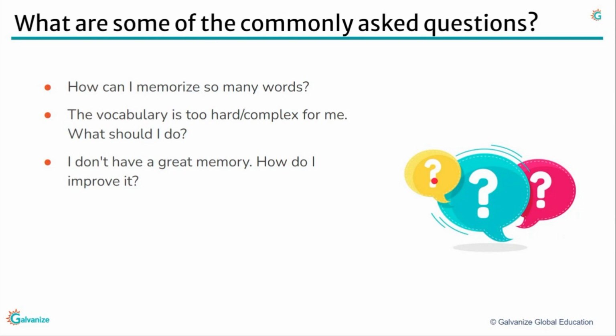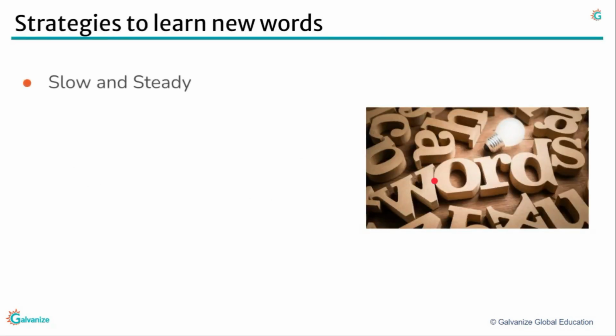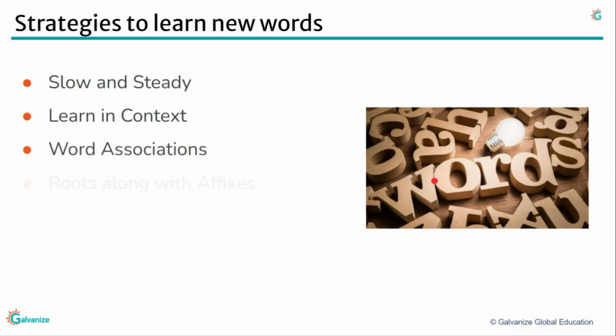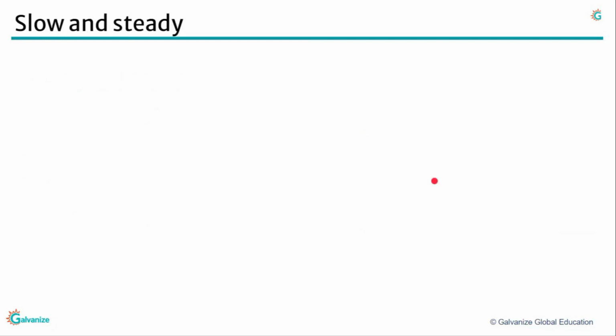It's better to focus on a smaller range of words rather than mugging up so many words and ending up remembering nothing. So let's see how we can memorize so many words. We'll be discussing many strategies to learn new words. But the first and primary thing I want to emphasize is that you need to be slow and steady to win this race. We'll be looking at how you can learn words in context through word associations, how you can learn words by focusing on roots and affixes, by creating stories, and how you can practically apply all these strategies.